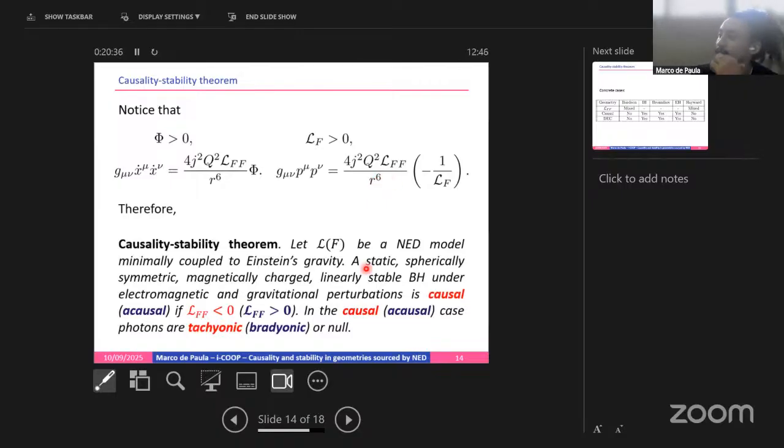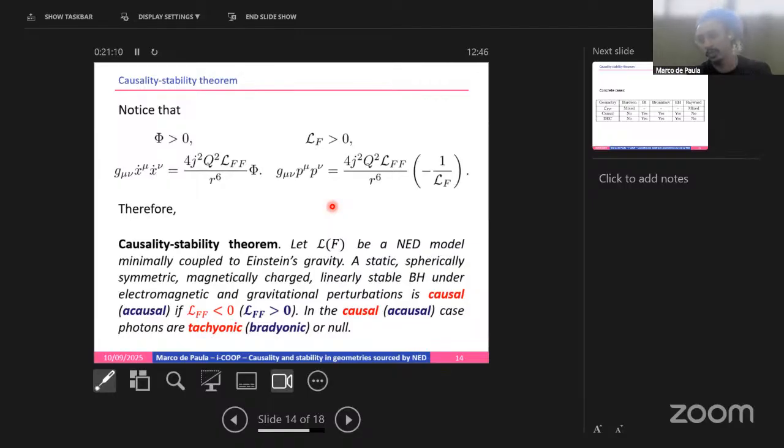Let L of F be a model minimally coupled to Einstein's gravity. A static and spherically symmetric, magnetically charged, linearly stable black hole under electromagnetic and gravitational perturbation is causal if the second order derivative of the Lagrangian density is smaller than 0, and is acausal if this second order derivative is greater than 0. And of course, due to the previous theorem, in the causal case, photons are tachyonic or null, or in the acausal case, they are baryonic or null.